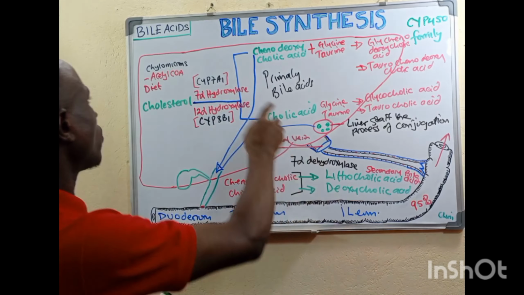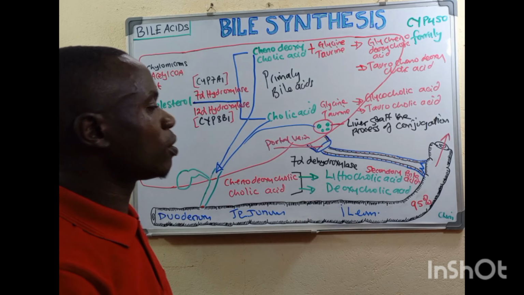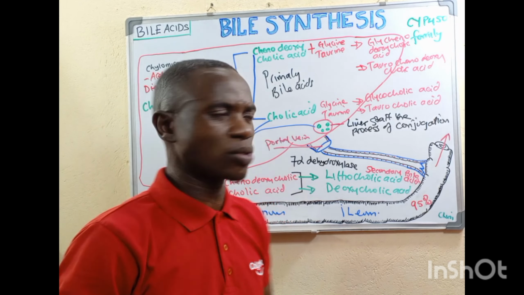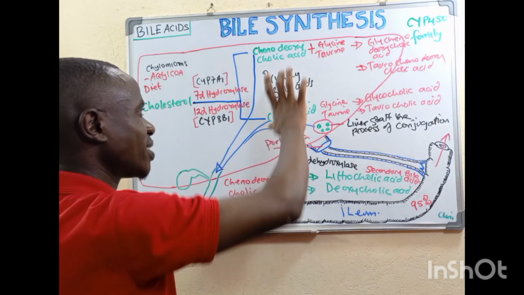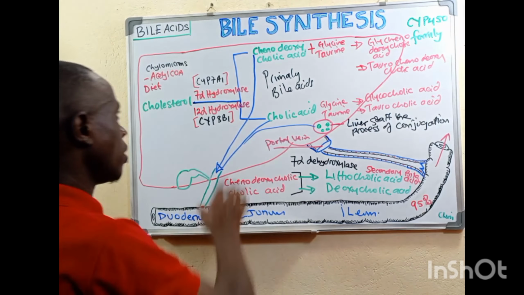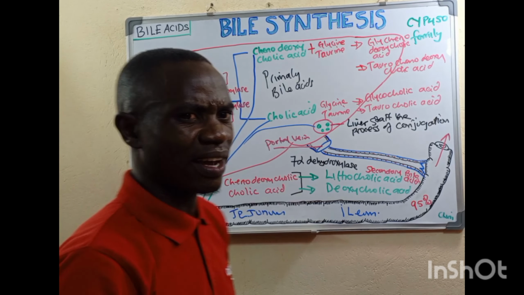Why? Because you're going to be having tons and tons of these enzymes residing in what we call the smooth endoplasmic reticulum. So now, all these processes or breakdown of cholesterol into these primary bile acids is taking place in the smooth endoplasmic reticulum. Okay, it is such another beautiful thing.